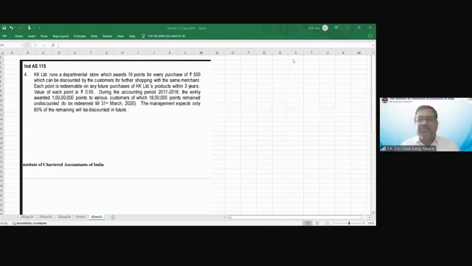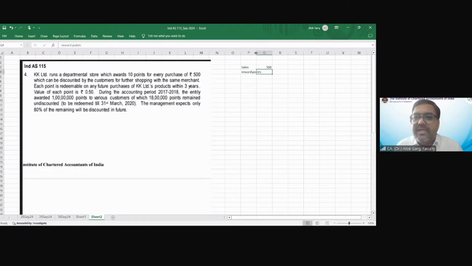In the transaction price we studied that this will be a separate performance obligation because we are getting an additional right to discount, by entering into a contract. So this departmental store awards 10 points for every purchase of rupees 500, which can be discounted by the customer for further shopping with the same merchant. Each point is redeemable on any future purchases of KK Limited product within 3 years. Value of each point is 50 paisa. So whenever this company makes sales of 500 rupees, how many reward points does it give?